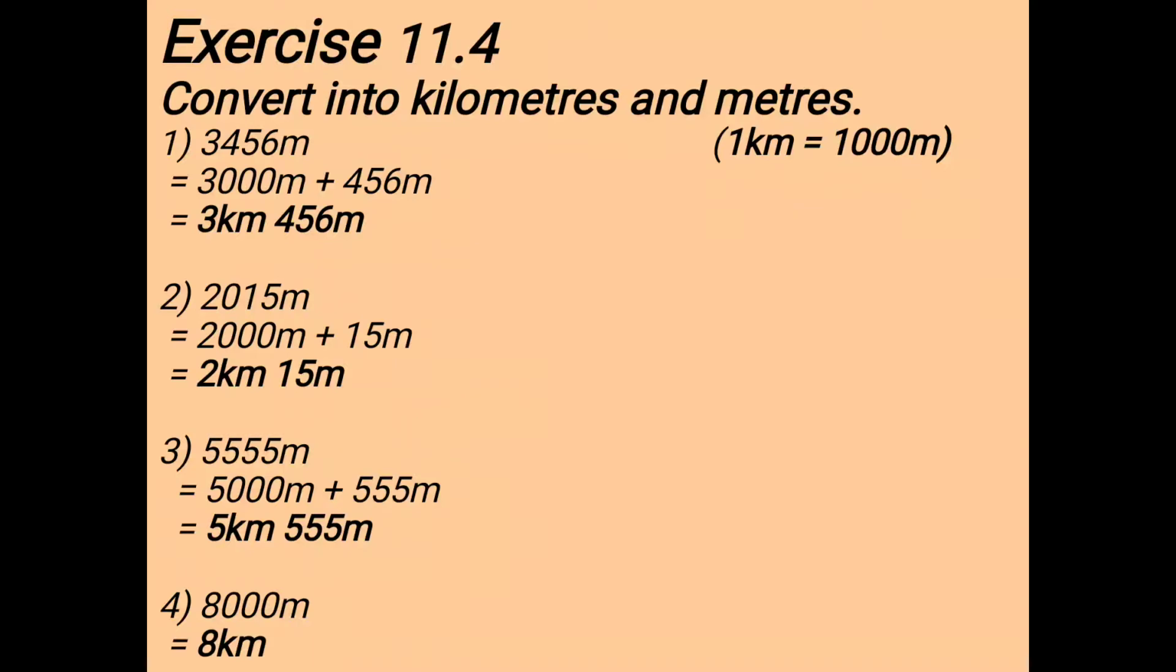Next, 5555 meters. So again you are going to separate thousands and another part aside. So you'll get 5000 meters plus 555 meters. So 5000 meters is nothing but 5 kilometers. Then your answer will be 5 kilometers 555 meters. Next, fourth one, 8000 meters. 8000 meters is nothing but, similarly, 1000 meters is equal to 1 kilometer. Then 8000 meters will be 8 kilometers.